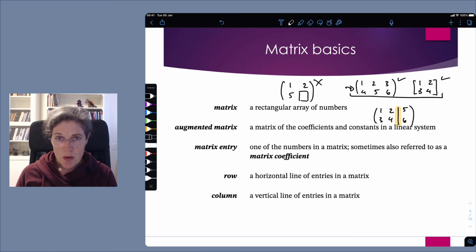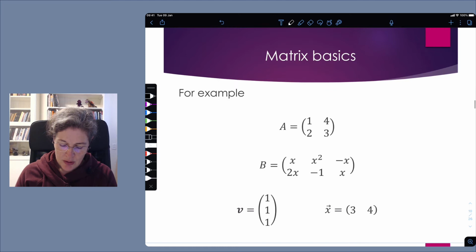We also sometimes want to refer to a particular row or a column, and not being particularly inventive here, if you want to talk about a row, you talk about a row. So that's a horizontal line, for example. That's a row. And if you want to talk about a column, that's going to be a vertical line of entries. Okay. So if we have a look at these matrices over here, our matrix A has 4 entries. It has 2 rows, 2 columns.